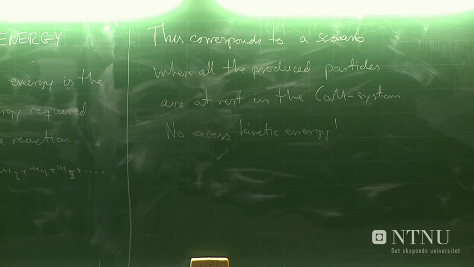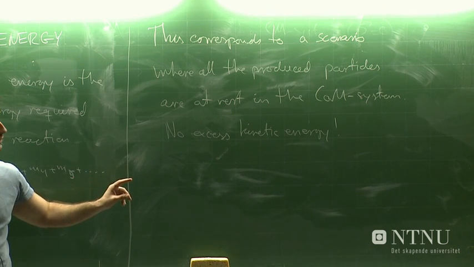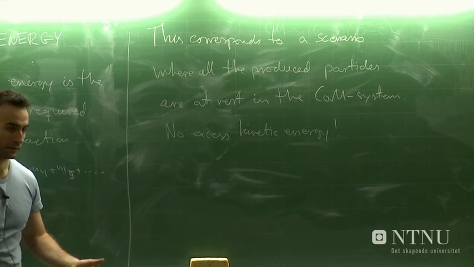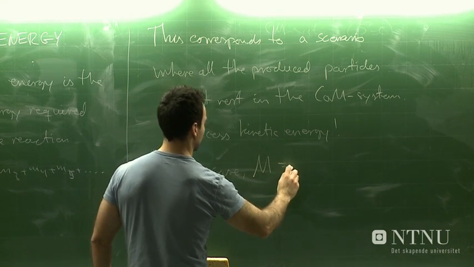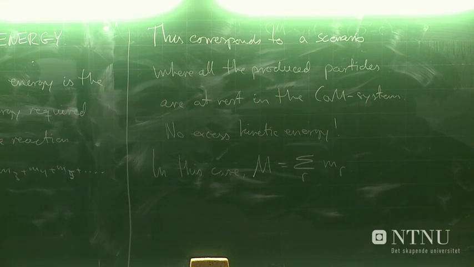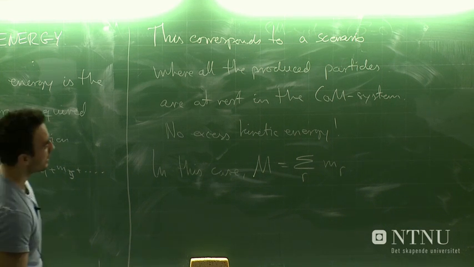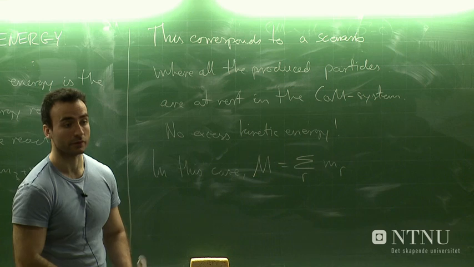So we want no excess kinetic energy, just sufficient energy to provide this mass difference. And in this particular case, we can say that the equivalent mass is simply the sum of the resulting masses, where R stands for reagent. So the equivalent mass, the invariant quantity obtained by squaring the four-momentum after the collision, is just given as the sum of all the resulting particles, because they have no extra kinetic energy.